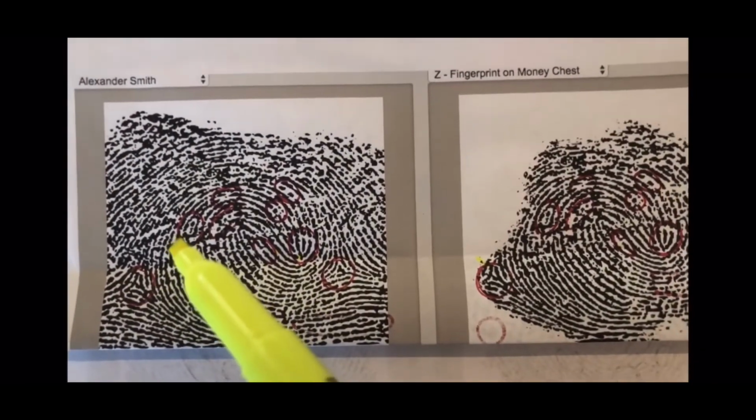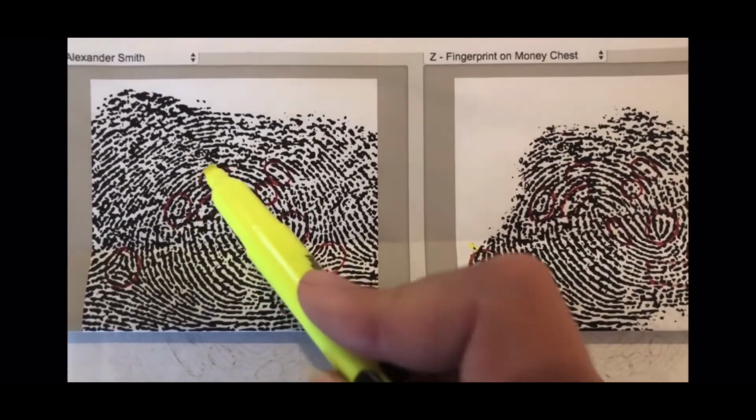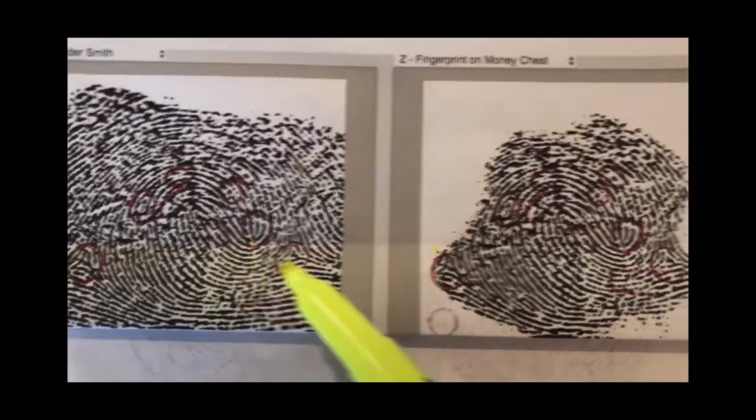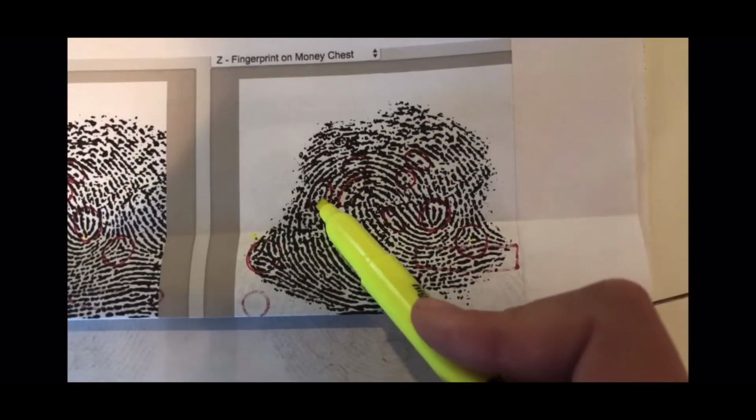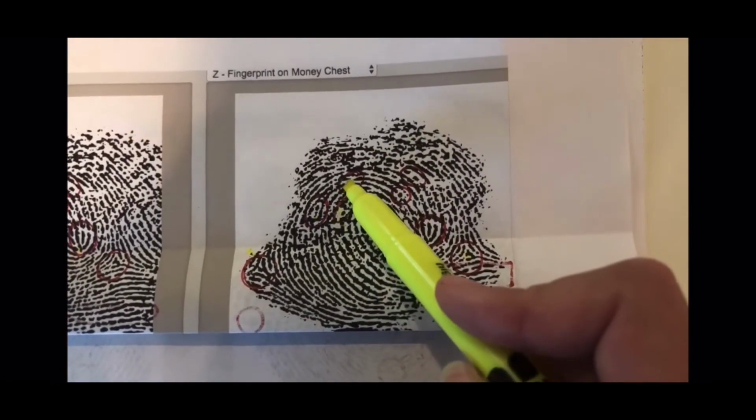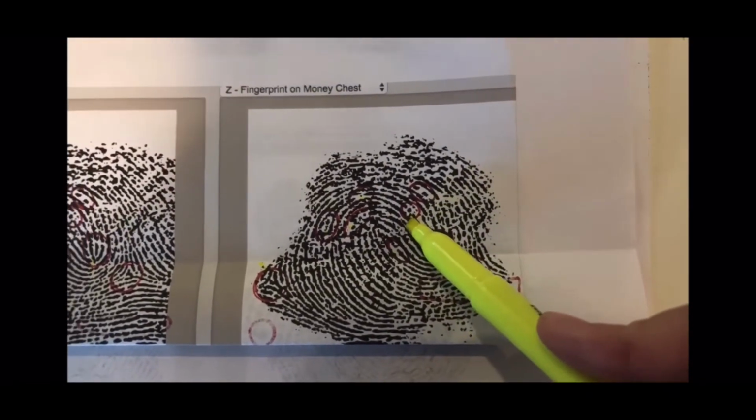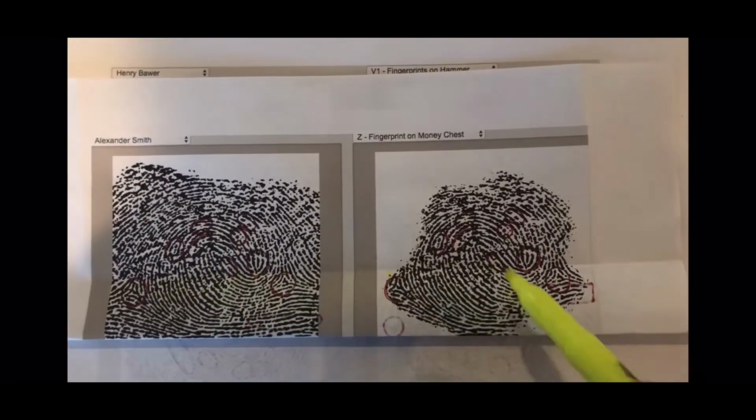We have an eye with the 2 dots here, a ridge ending with a dot in the middle, 2 dots, and another dot below those 2 dots. Same can be found here. Here's an eye with 2 dots. Next to it, 2 dots, ridge ending with a dot in the middle, 2 dots above and below that same dot found on both of these prints.